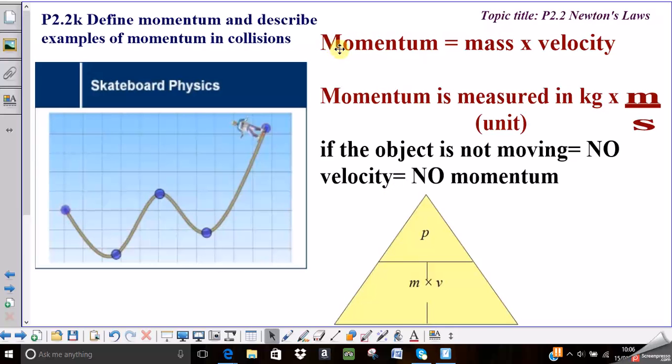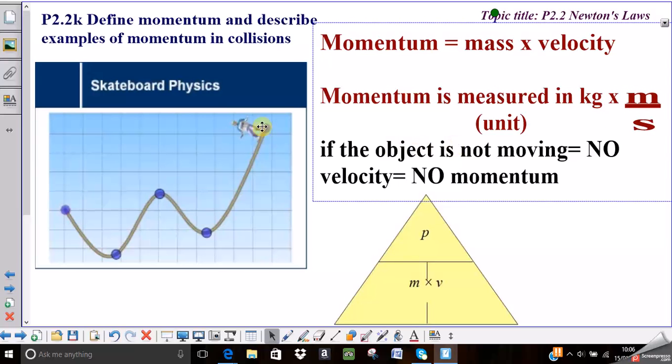Now momentum as a formula calculates the product: you multiply mass times velocity. So momentum equals mass times velocity is the relationship between mass and velocity. Mass is measured in kilograms and velocity is measured in meters per second. Momentum is measured in kilograms times meters per second.